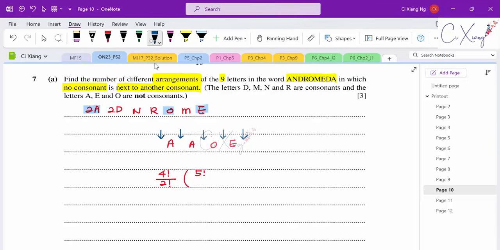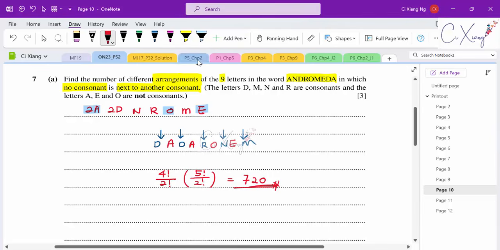So what are the 5 consonants here? You're having 2 D, 1 R, 1 N, 1 M. Okay, so you're arranging 5 factorial, and at the same time you have to divide it by 2 factorial. Why do I need to divide by 2 factorial again? Because from the consonants here you can see that you're having 2 identical D. Alright, okay, so try to multiply them together to complete the arrangement. Therefore, the answer that you get should be 720. So this is how we get the answer for part A. Alright, okay, then let's proceed further to part number B.